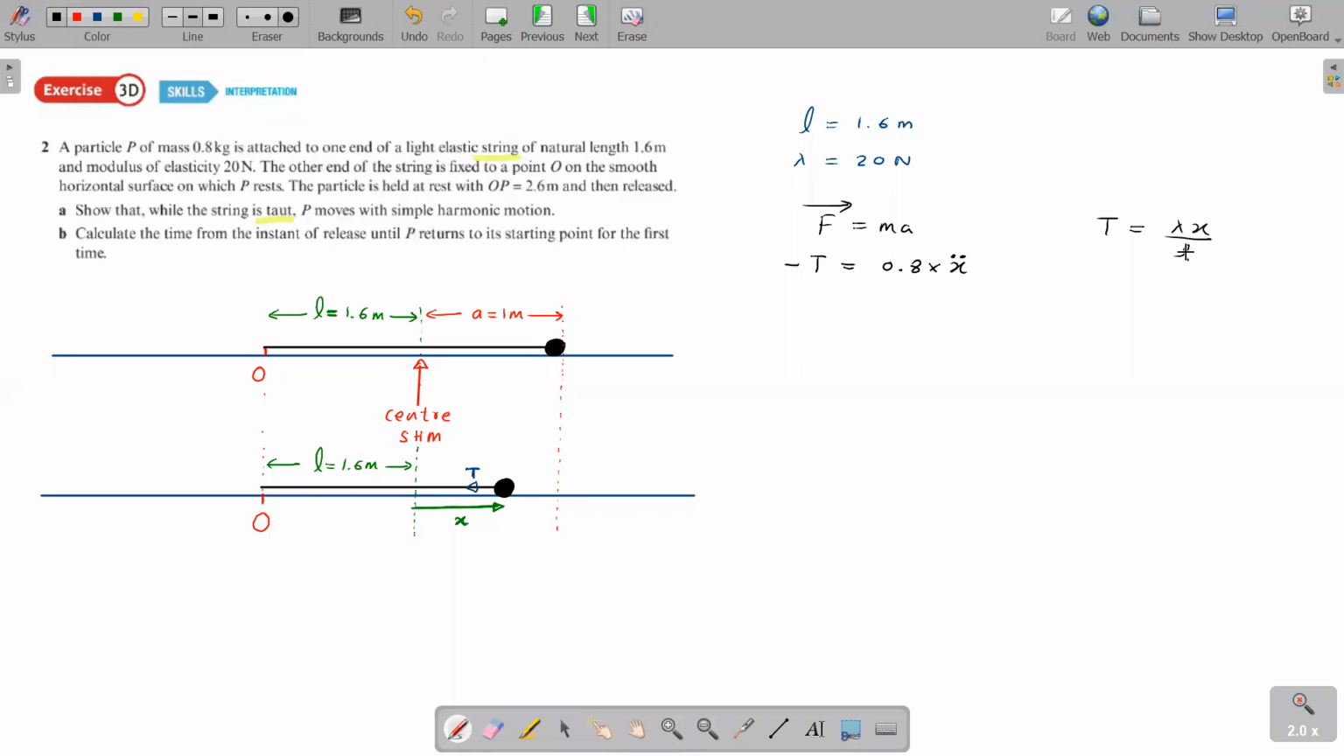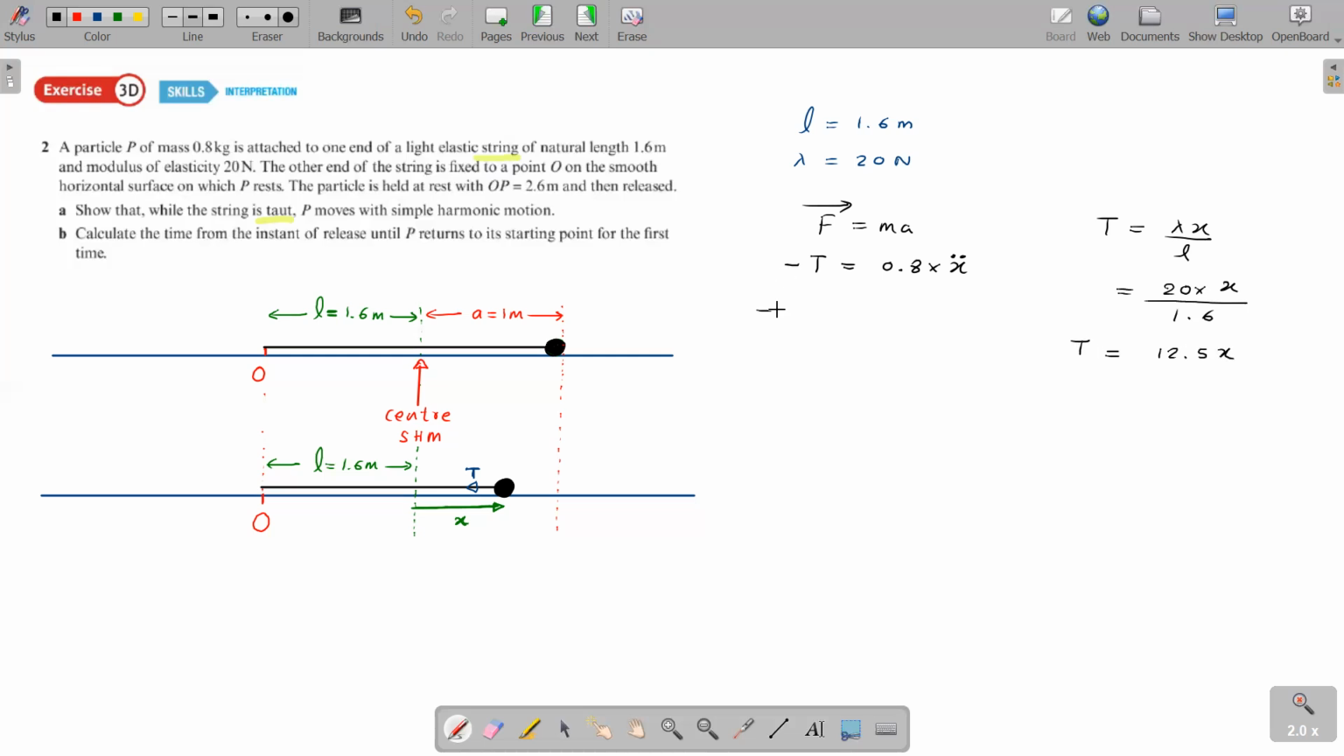Calculate the tension. Tension is lambda x over L. So what's the lambda value? Lambda value is 20. Extension is the length the string has stretched beyond its natural length. Extension is x, right? Over natural length, which is 1.6. Are you with me? So I think you can see the initial part of the sum does not change, right? This was the same as what we did in the previous part with the elastic spring. Can I know how much is 20 over 1.6? 20 over 1.6 is 12.5x.